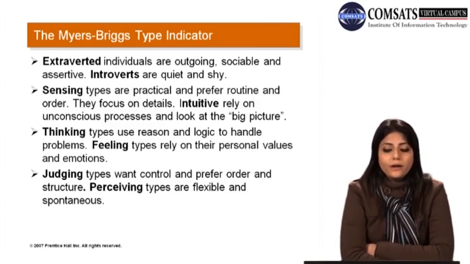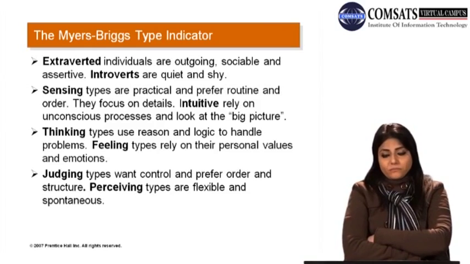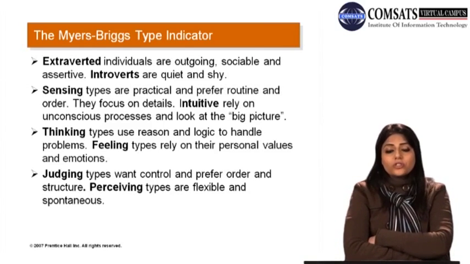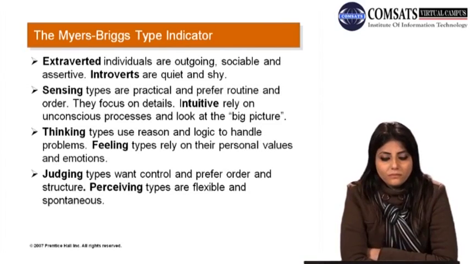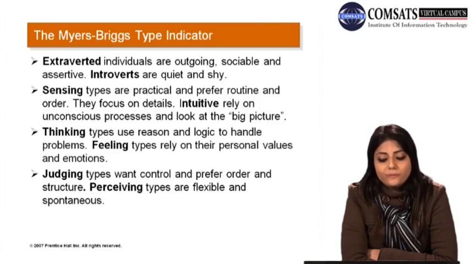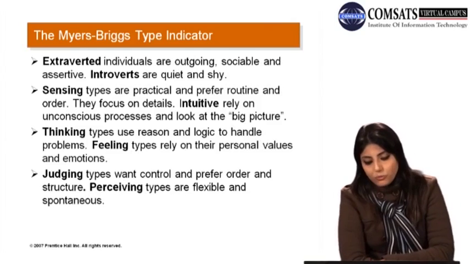Whereas intuitive types, as the name indicates, are not focused on routine, practicality, order, analysis, etc. They try to focus on unconscious processes and look at the big picture. Thinking types use reason and logic to handle problems, whereas feeling types rely on their personal values and emotions. Judging types want control and prefer order and structure, whereas perceiving types are flexible and spontaneous.